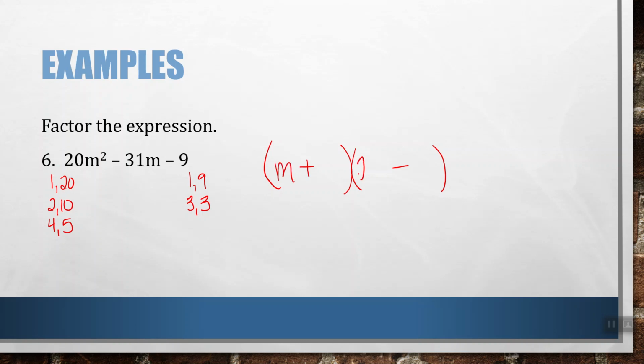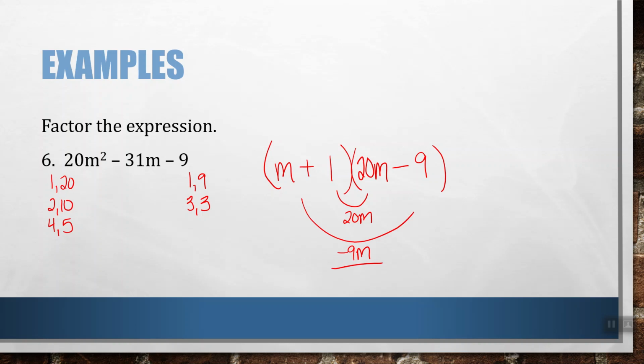M and 20M. And then in the back, 1 times 9. So I'm going to put a 1 here and a 9 there. This gives me 20M. This gives me minus 9M. So that is 11M. And that doesn't work.